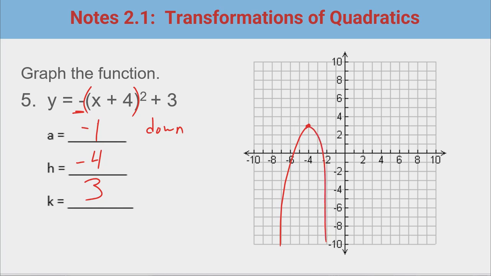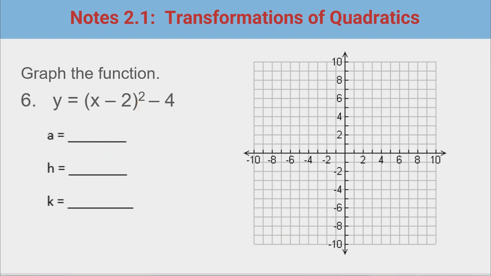And then number 6. So for number 6, there is nothing out in front. So I have an A value of 1, an H value of 2, and a K value of negative 4. So there is my vertex at 2, negative 4. And a positive smiley parabola.